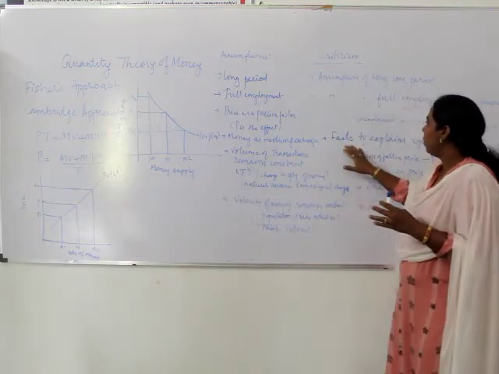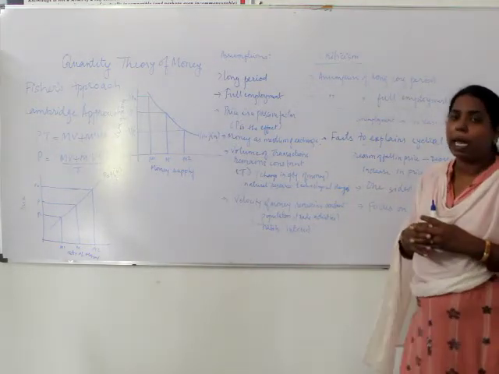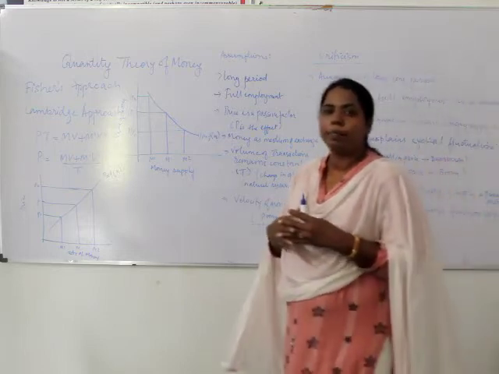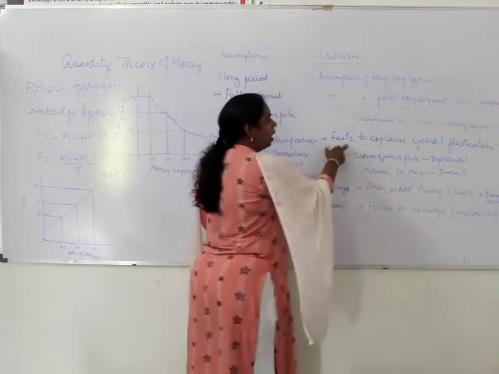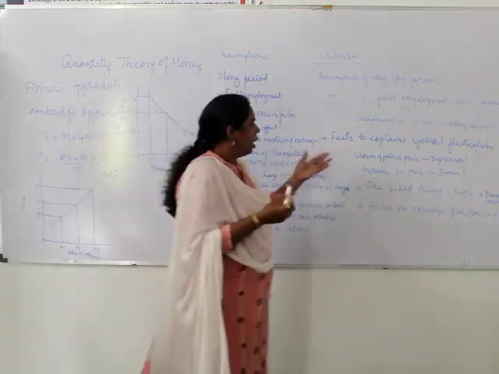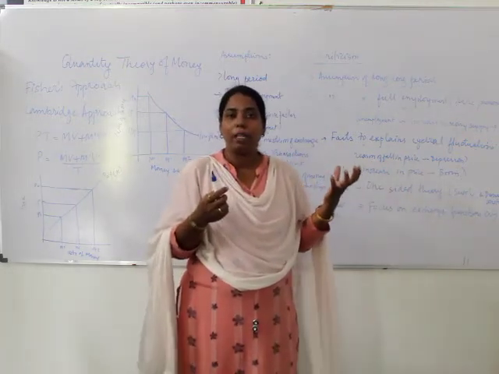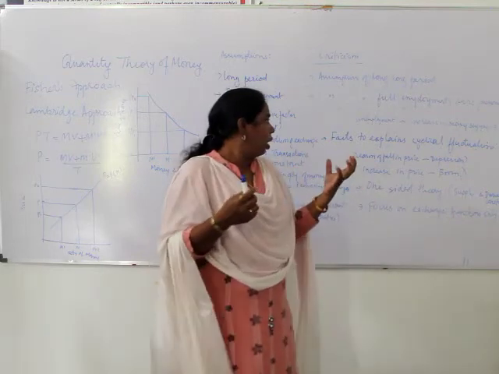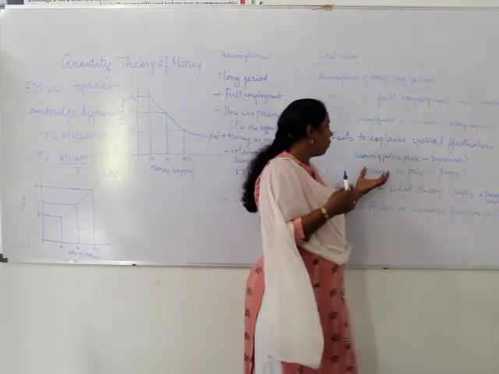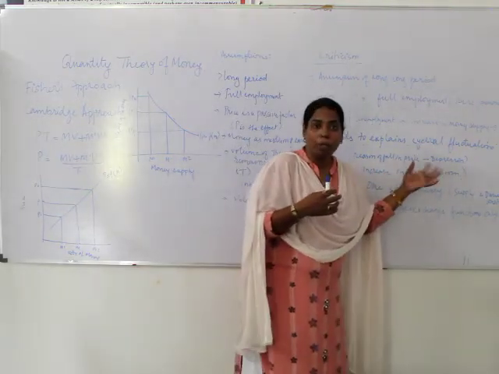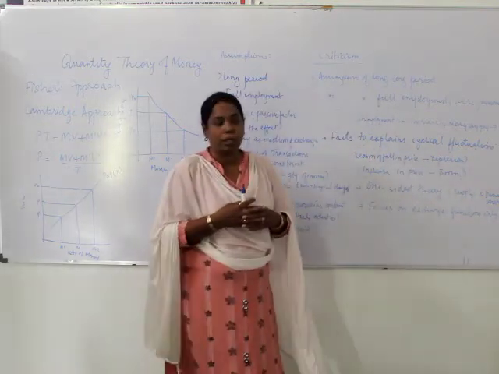The next criticism is that it fails to explain cyclical fluctuations, like depression and boom. Basically, this theory fails to explain the reason for the fall in price during the depression. Why does the price level decrease in the depression? Similarly, why is the price increasing during a boom? This theory fails to explain these cyclical fluctuations.